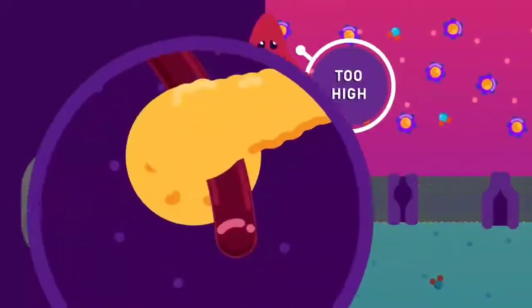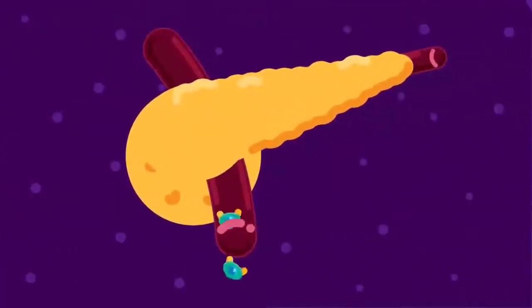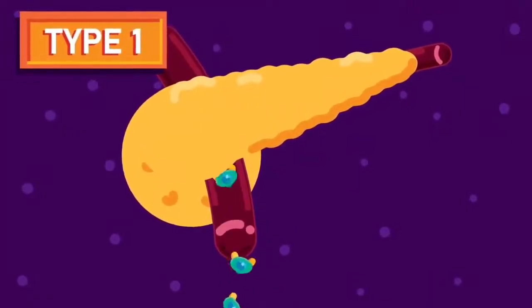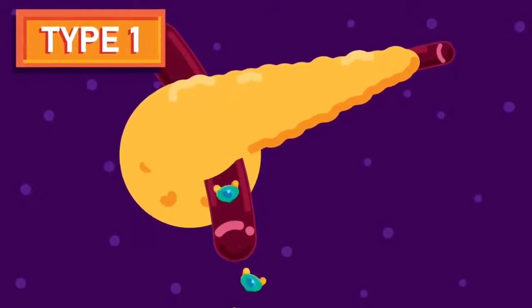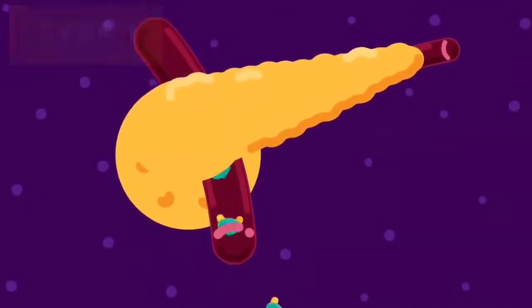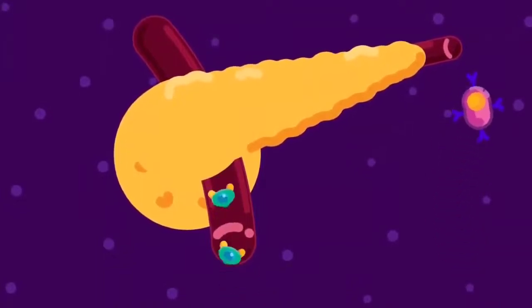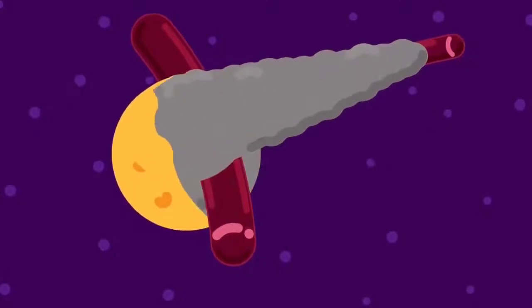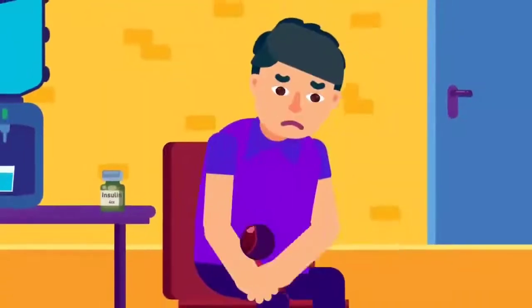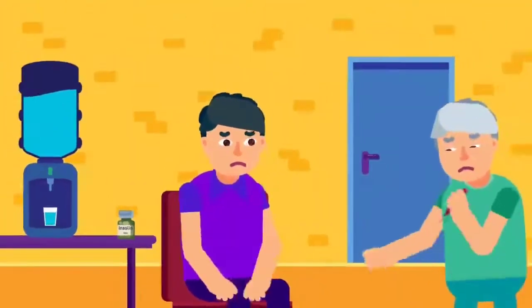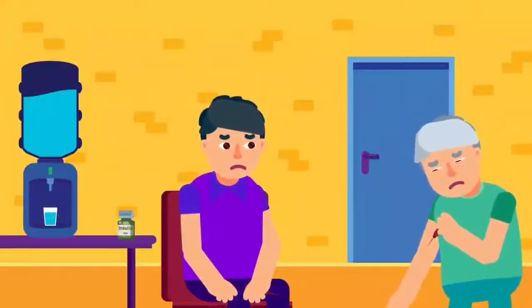Types of diabetes. Diabetes has two main types, type 1 and type 2. Type 1, also called juvenile diabetes or insulin-dependent diabetes, is an immune system disorder. Our own immune system attacks the insulin-producing cells in the pancreas, destroying our body's ability to make insulin. With type 1 diabetes, one must take insulin to live. Most people are diagnosed as a child or young adult, as it is inherited.